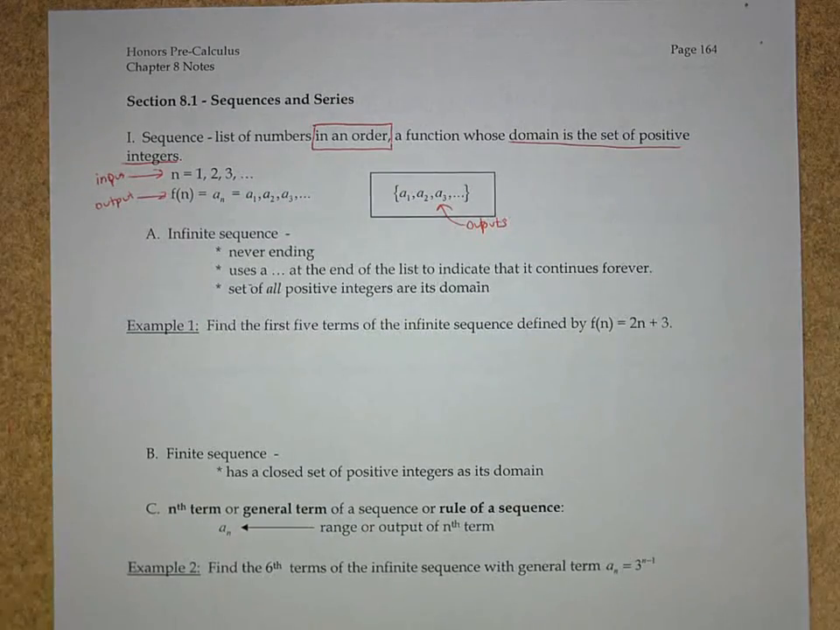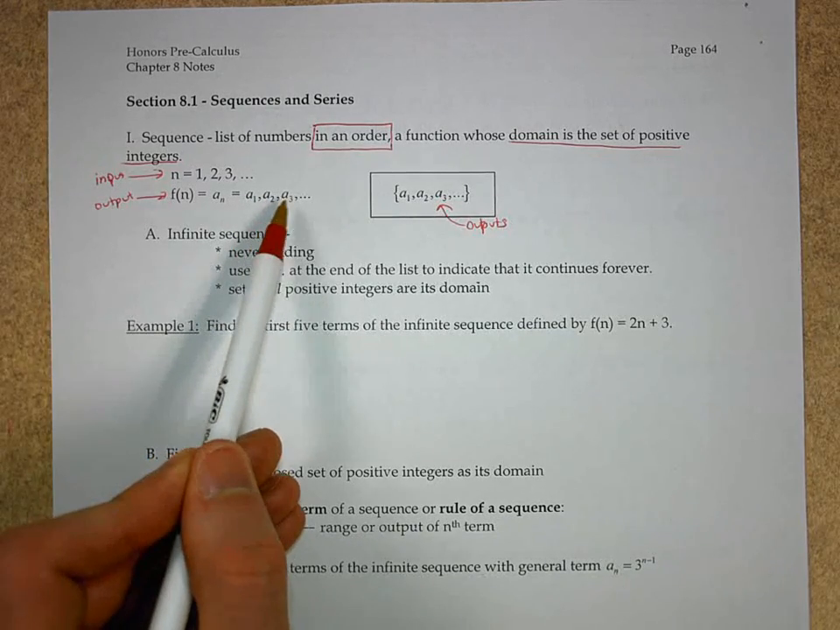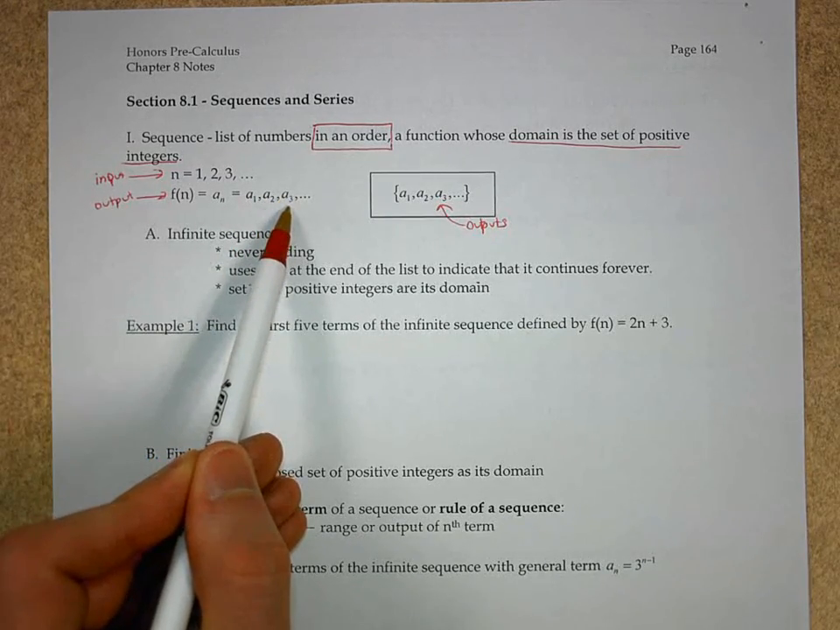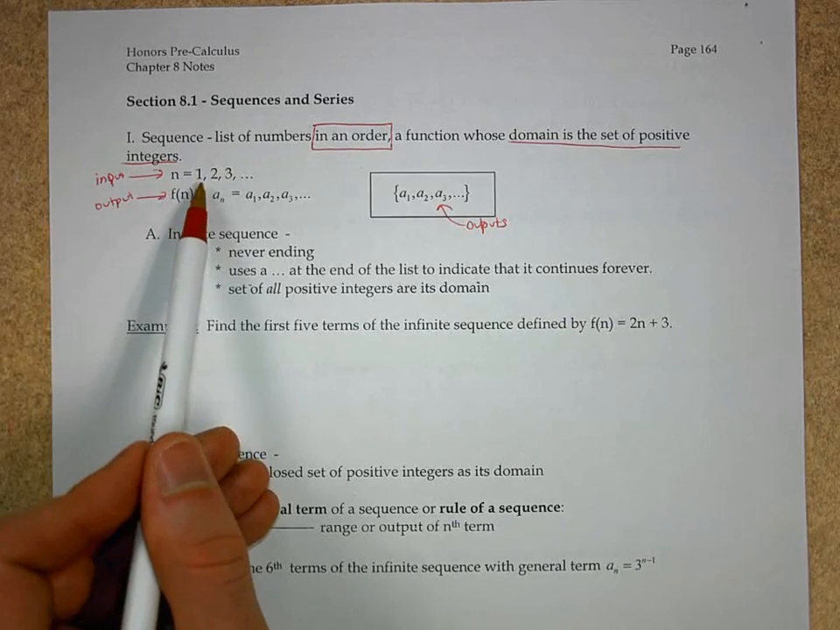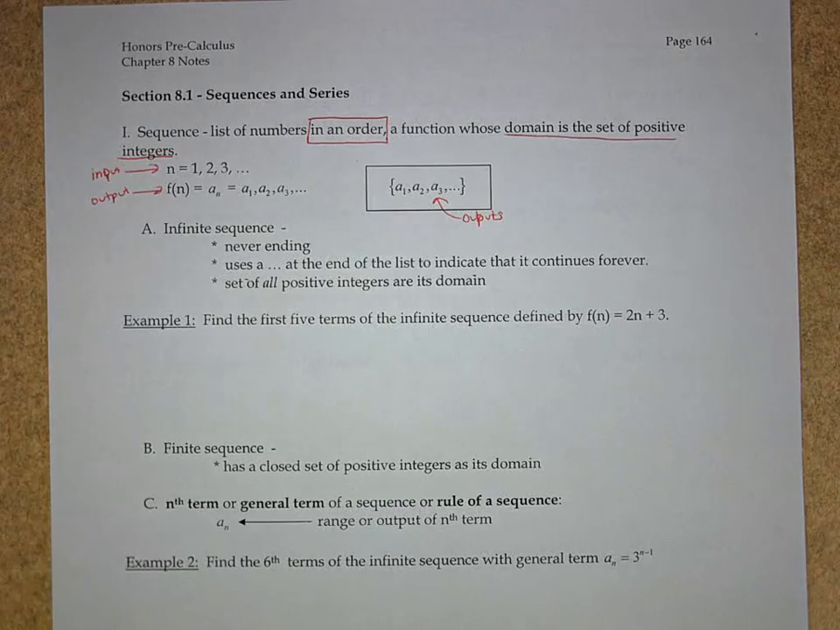The output that you see here is a sub n, where a sub 1 is the first term, a sub 2 is the second term, a sub 3 is the third term, and the input is 1, 2, 3: 1 for the first term, 2 for the second term, 3 for the third term.